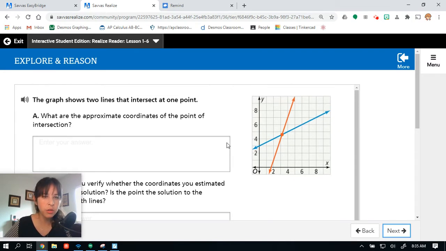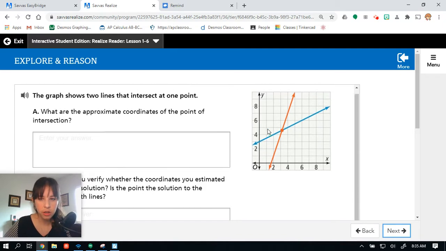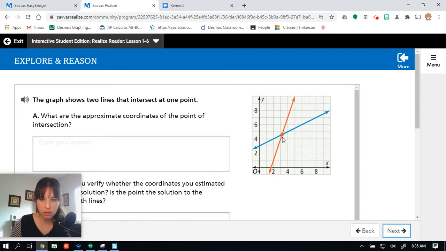So explore and reason. The graph shows two lines that intersect at one point. So here's my blue line and my orange line. What are the approximate coordinates of the points of intersection? So we're going to look right here at this point.